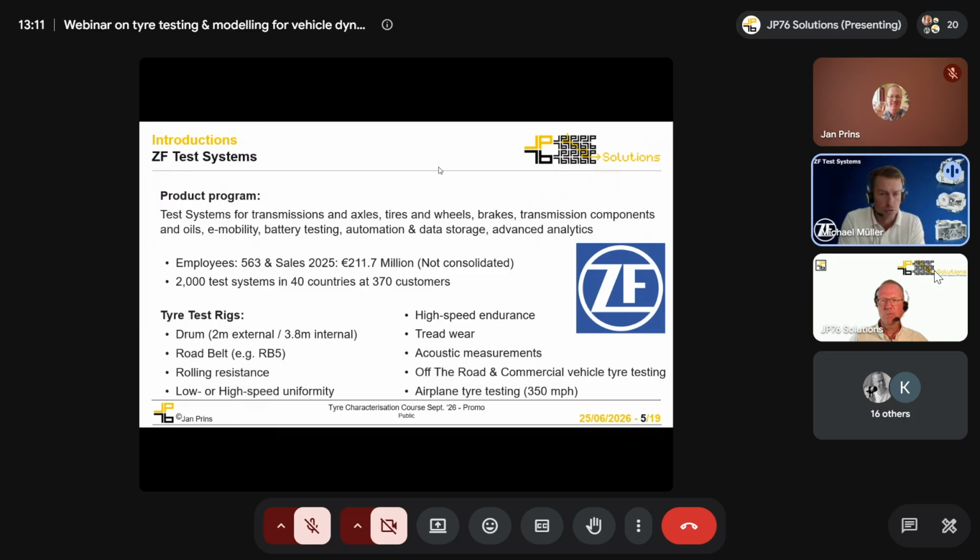So you can see a few numbers and explanations about our company itself. In general, I guess you know ZF more as a company which is producing transmissions, axle systems, and so on. So ZF Test Systems is indeed a company in the big ZF group. But already we do have more than 500 employees, more than 200 million in sales revenue. So quite a significant number already. So we are growing and growing and have a global approach as well. And I would say that's basically everything about us.